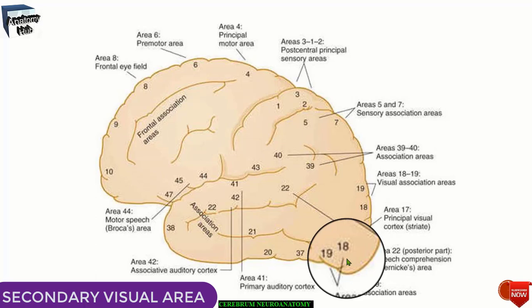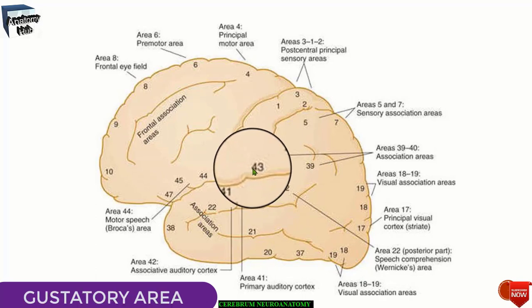Like that you will find other functional areas in the cerebral cortex. Here is the area number 43 over here. This is the taste area, or the gustatory area. It is located in the inferior part of the parietal lobe, posterior to the general sensory area for the mouth, or in the lower end of the postcentral gyrus in the superior wall of the lateral sulcus, or in the adjoining area of the insula, that is the Brodmann's area 43.